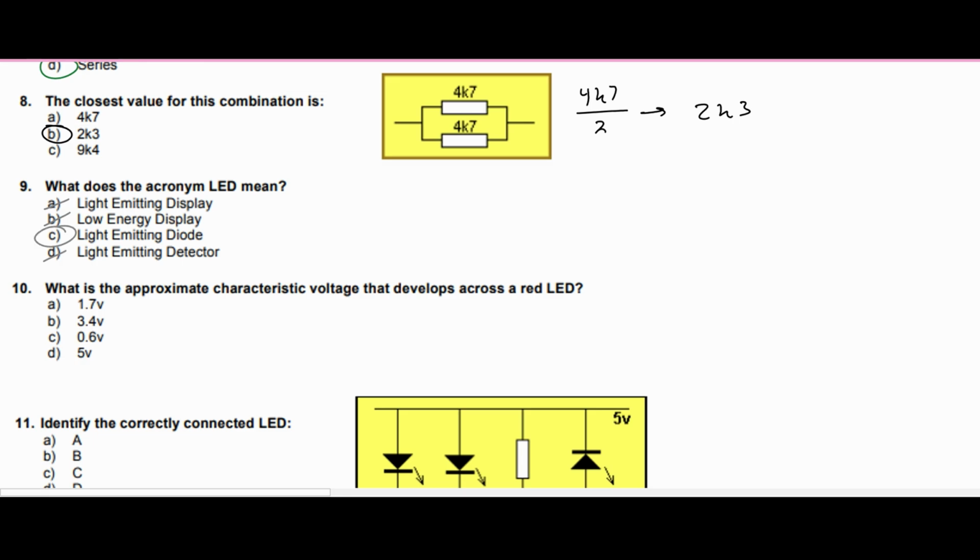Next, we're asked what is the appropriate characteristic voltage that develops across a red LED. For this one, we can draw a little diagram. We are going to have our voltage, the power source, which is going to be 5 volts. And then we are going to have our small circuit like this. We are going to have our red LED be connected like this, and then we are going to have some resistance connected like this. So the red LED is 2 volts, approximately 1.7 volts, and that's what that would be. And then our resistance would be a 3 volt resistor.